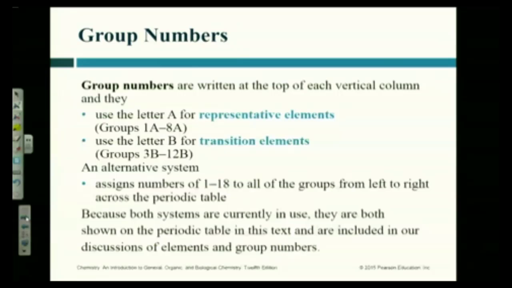Now, if you're in group 1 or 2, or group 3 through 8, so if you're looking up here at the periodic table I have in my hand, group 1 or 2, or 3 through 8, you are what is said to be a representative element. Okay? Some books call those the main group elements. They're the ones that we will talk about most of the time. Okay?